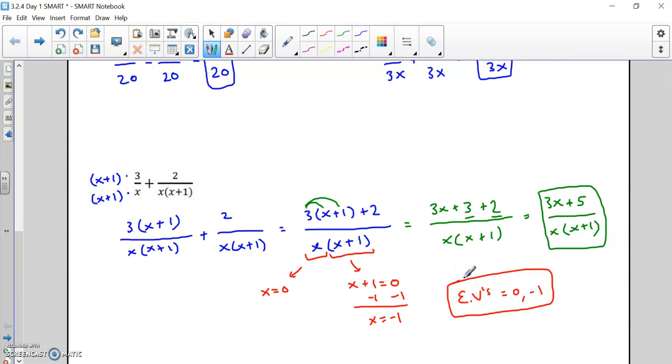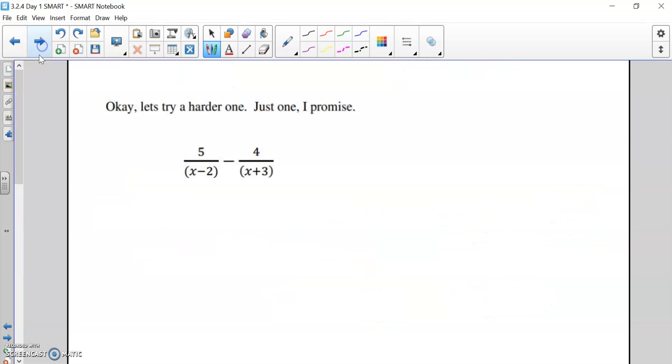Okay, we didn't bother with excluded values in the previous problems because the focus was just the adding process, but I want to start bringing in the excluded values here. All right, on to one more example, and this one's even more involved, but again, same idea.